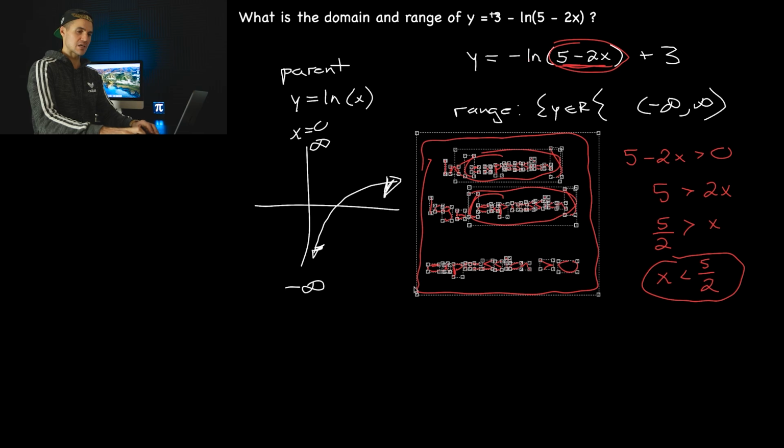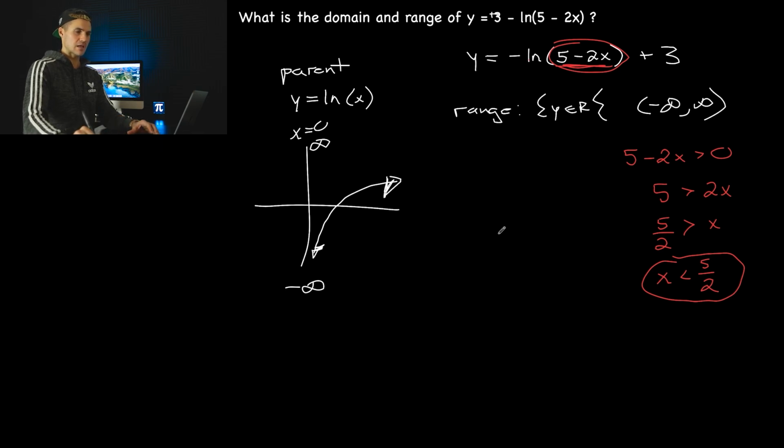In interval notation, it would be from negative infinity to 5 over 2, and it's not including the 5 over 2, so that would be a round bracket. On a number line, it would be from 5 over 2, an open dot, and then all the x values to the left of that. Not including the 5 over 2, so that's an open dot. If it was including the 5 over 2, that would be a solid dot, and this would be a square bracket, but it's not including that. So that would be the domain.